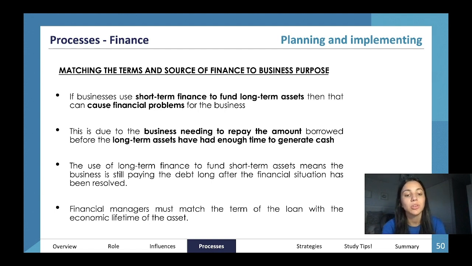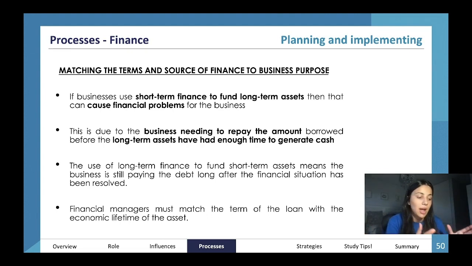So the use of long-term finance to fund short-term assets means that the business is still paying the debt long after the financial situation has been resolved. So for example, if I got a debenture, let's say I needed some quick stock and one of the tops that I was selling at my clothing store sold out, and I quickly need like 10K for this quick restock of it. Why would I choose a debenture for that, which is going to be paid off over time, when I can just quickly overdraft my account or get a commercial bill on that?